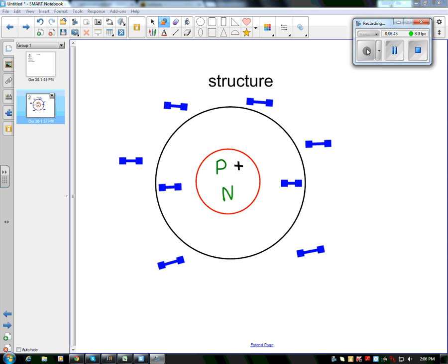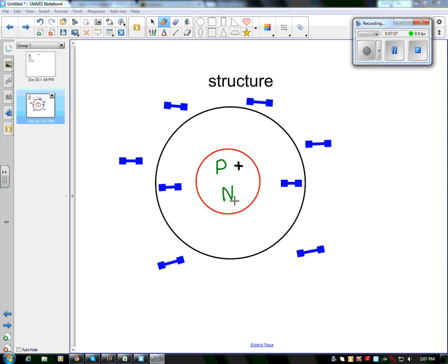All right, so we're talking about atomic structure. In the center of an atom is what's called the nucleus, which contains protons and neutrons. Protons are positively charged. Neutrons are neutral. They don't have a charge.